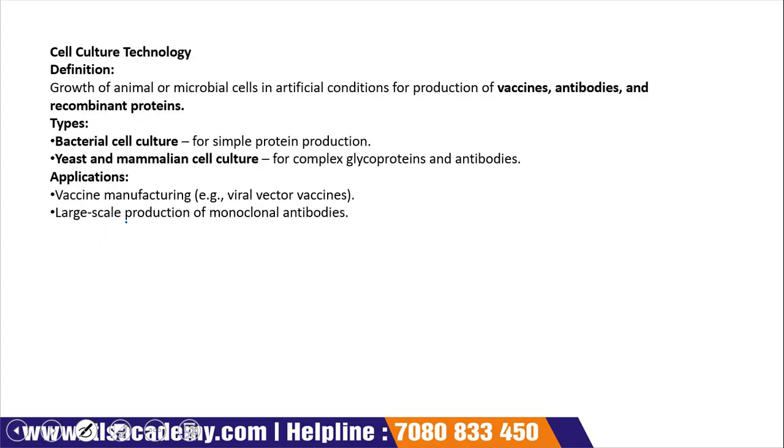Now cell culture technology. In cell culture technology, we grow animal and microbial cells in an artificial environment. For what? For production of vaccine, production of antibiotics, and production of recombinant proteins. Okay, and the type is bacterial culture whenever we target the bacteria. Yeast and mammalian cell culture for complex glycoprotein and antibiotic. Application for vaccine manufacturing and large scale production of monoclonal antibodies. Okay.